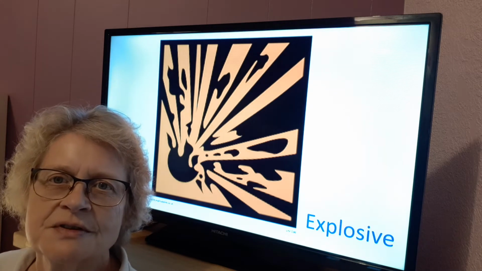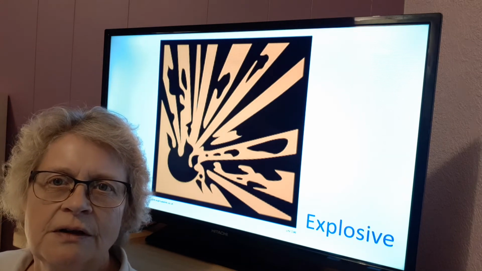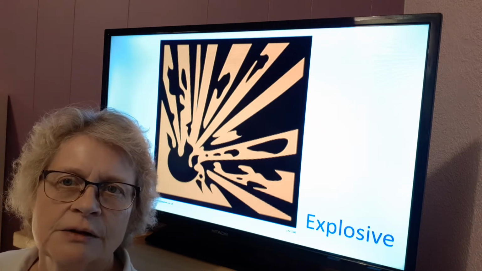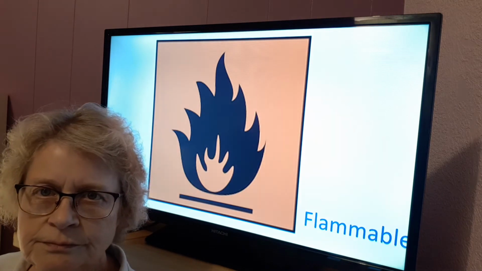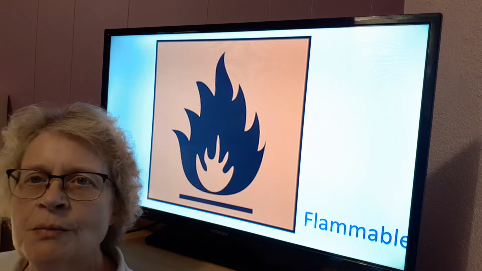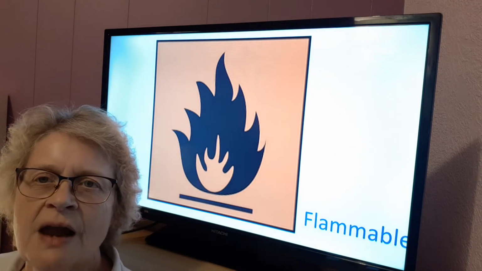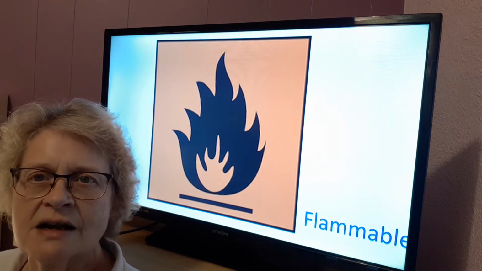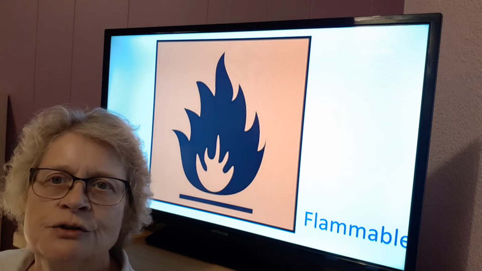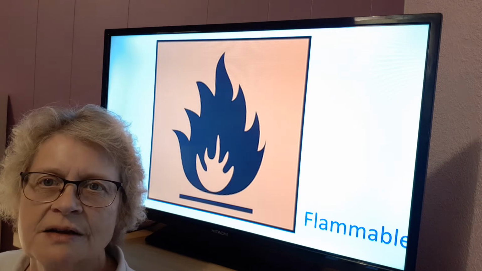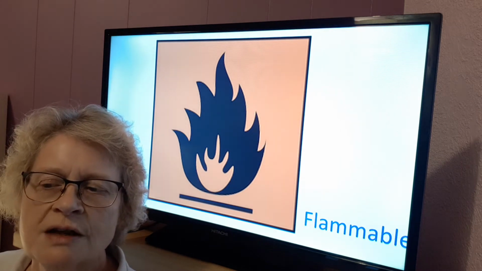And this symbol says explosive. Something in here might be likely to cause an explosion. One that perhaps you've seen a bit more often, this one means flammable. Something here is likely to catch on fire. So all of these symbols are useful to warn us about things, and they're things that we should keep right away from.